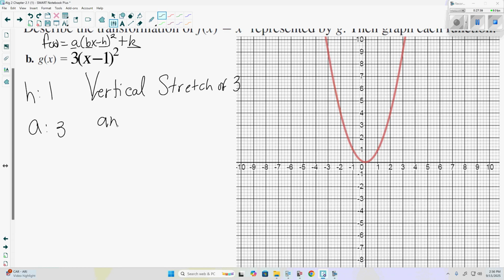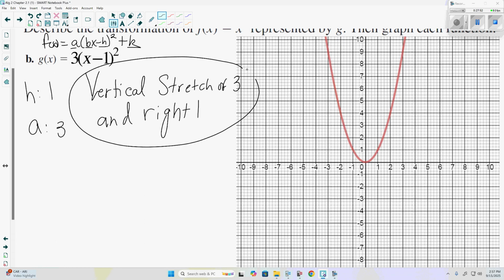And H tells us we move to the left or to the right. Since it's positive, we're going to move to the right. How far? Almost 1, because H is positive 1.